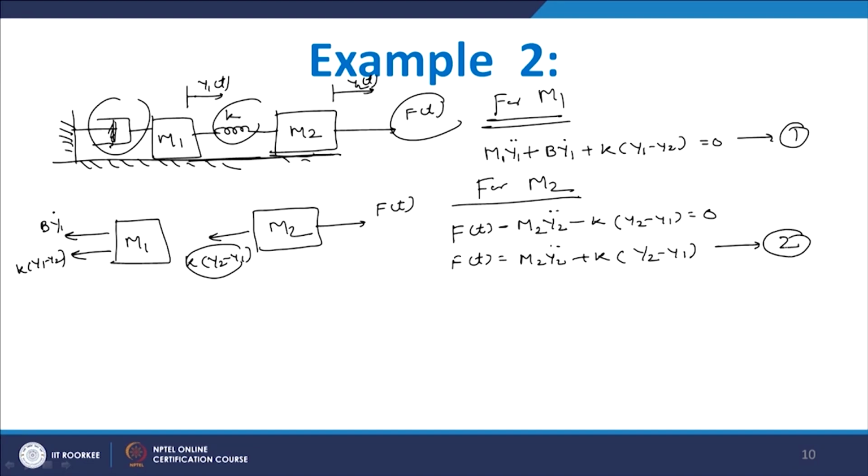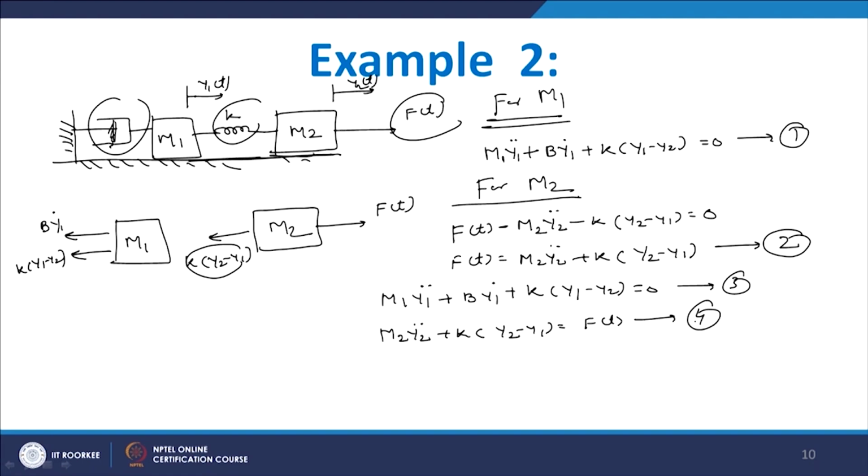Now, these equations we can again reformulate as m1 y1 double dot plus b y1 dot plus k times y1 minus y2 equal to 0. This is equation number 3, and equation number 4 is m2 y2 double dot plus k times y2 minus y1 equal to f of t. So, we have got 4 equations, but we are mainly concerned with equations 3 and 4.